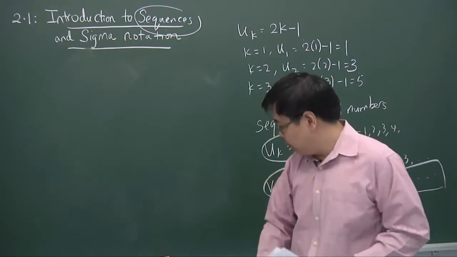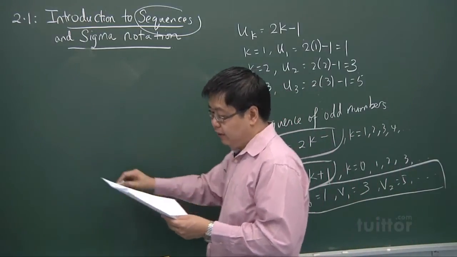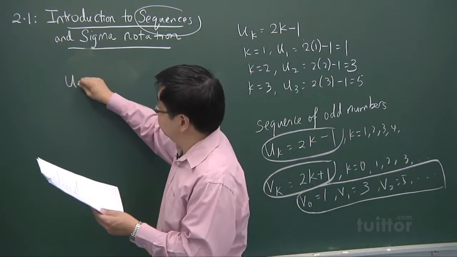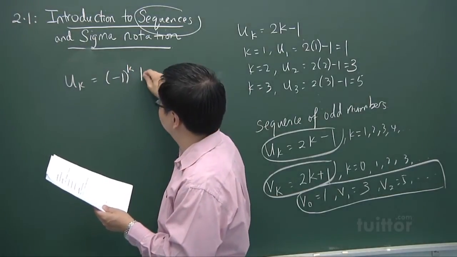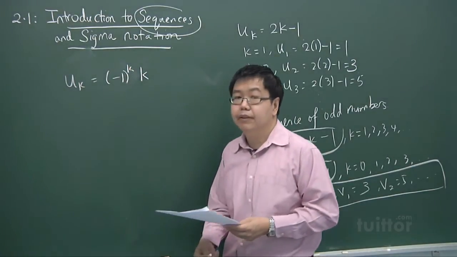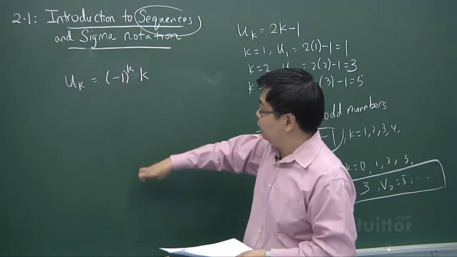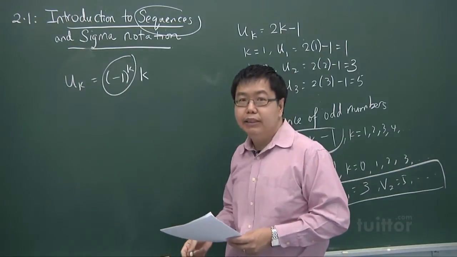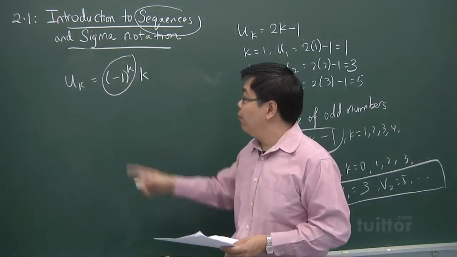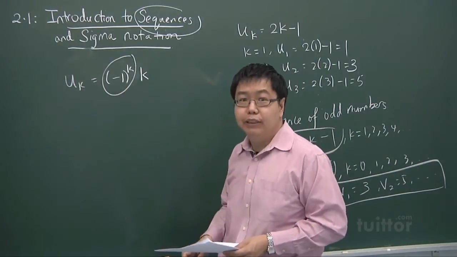Okay, the third example that I gave to you in the handout is actually the general term being (-1)^k multiplied by k. Now, this part of the general term is a very, very common one in the A-level syllabus. Okay, what does this give rise to for the sequence?